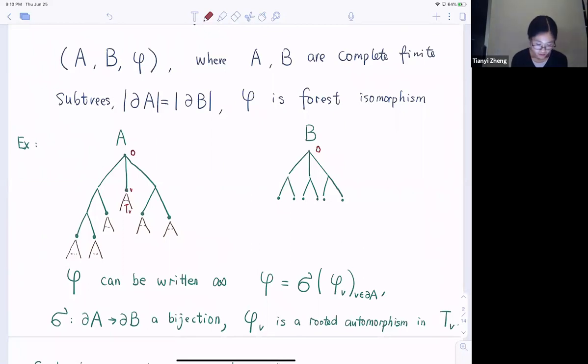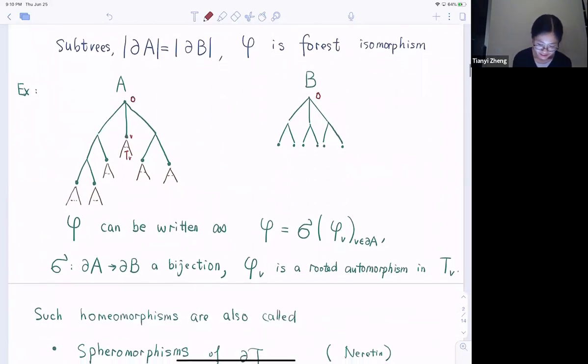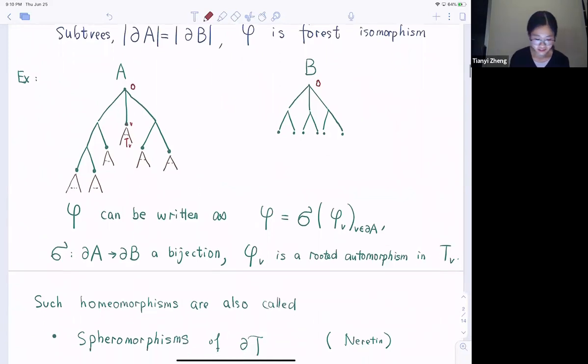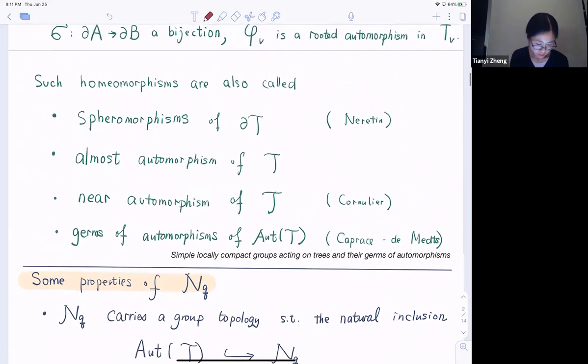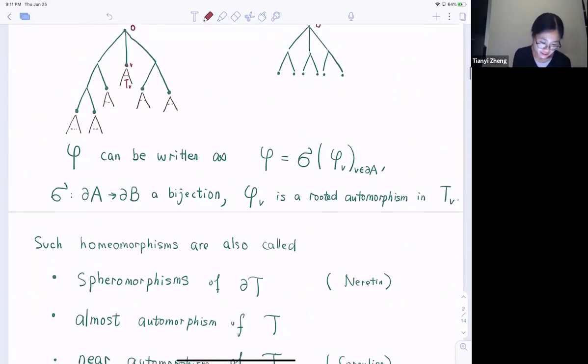Very good. So these homeomorphisms have various names that appeared in different places. Going back to Neretin, they are called spheromorphisms of the tree boundary. They're also called almost automorphisms of the tree. The word "almost" probably comes from the fact that here we only take finite subtrees A and B. So "almost" refers to the fact that you only allow yourself a finite subtree for the freedom to not respect the tree structure.